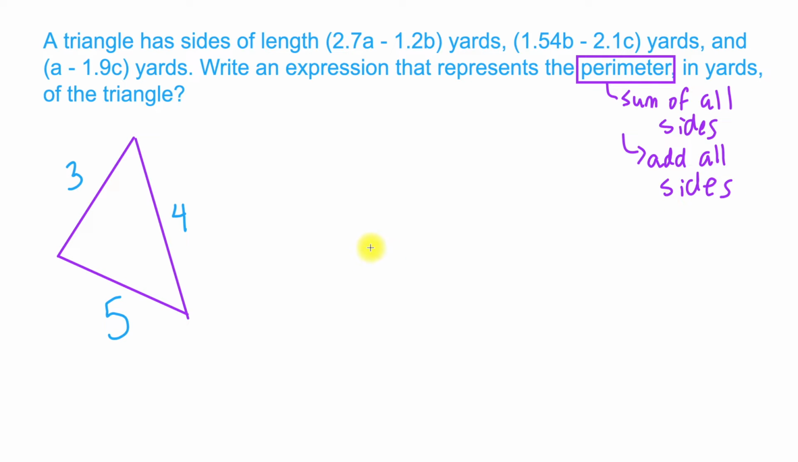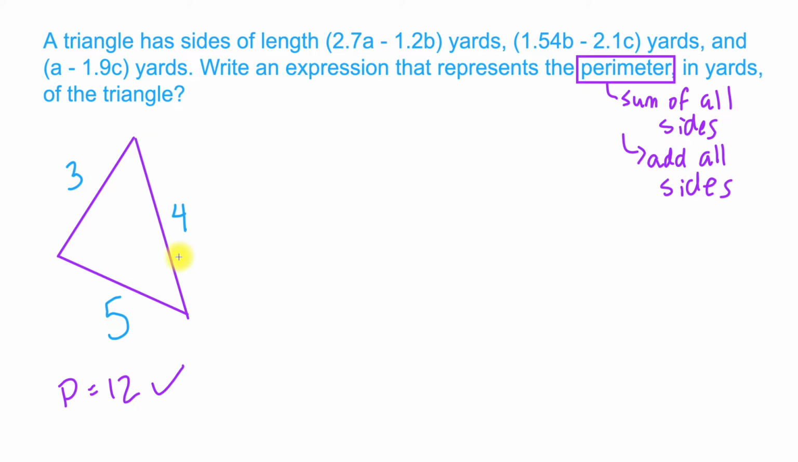But the issue here is that our sides look nothing like numbers. If we look for the perimeter of this little triangle, we'll have 3 plus 4 plus 5. 3 plus 4 is 7, and 7 plus 5 is 12, so your perimeter would be 12, and life would be good. This isn't like that at all.